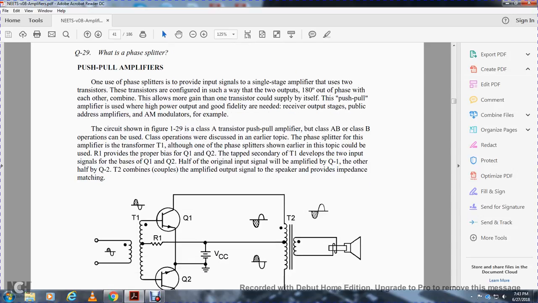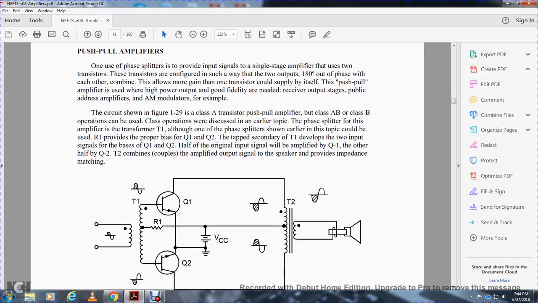In the circuit shown in figure 129, a class A transistor push-pull amplifier, class A, AB, and class B operation could be used, as discussed earlier. Transformer T1 has a tapped winding. Although one of the phase splitters discussed earlier could be used, resistor 1 provides the proper base bias for transistor 1 and transistor 2. The tapped secondary of transformer 1 develops two input signals for the bases of transistor 1 and transistor 2, half the signal applied to transistor 1 and the other half to transistor 2. The transformer 2 winding couples the amplified output signal to the speaker and provides the impedance match.